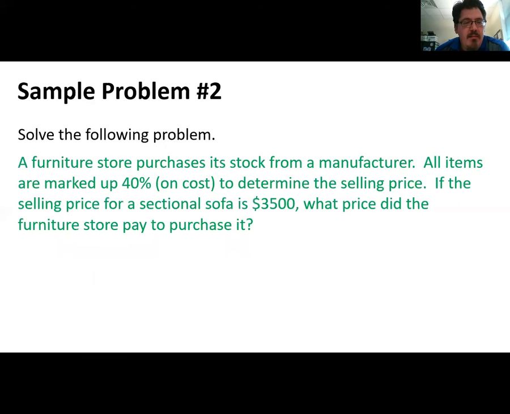All right, next sample problem. This time, we're going to work in reverse. We are given a situation where the furniture store purchases its furniture from the manufacturer. And when they do that, they mark up their items by 40% on cost to determine the selling price. Now this time what we know is we are told what the selling price is for a sofa, in this case, $3,500. So we want to work backwards and figure out what the furniture store actually paid to purchase it.